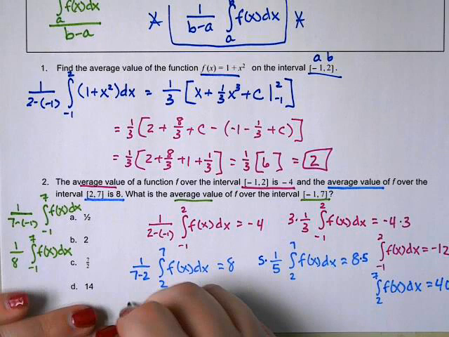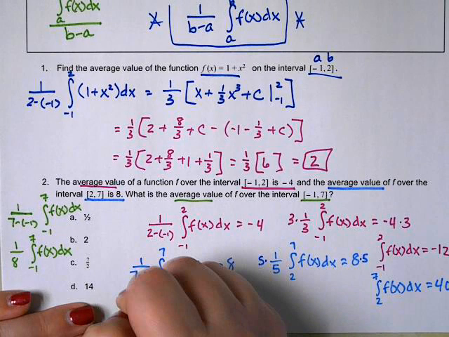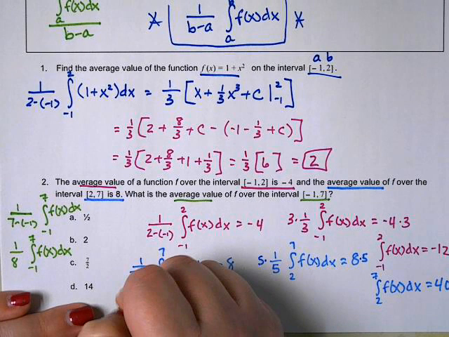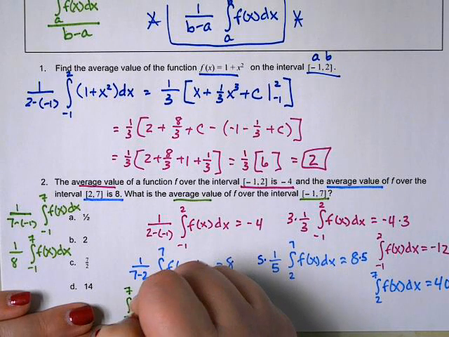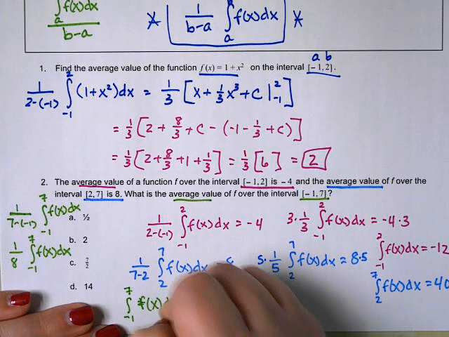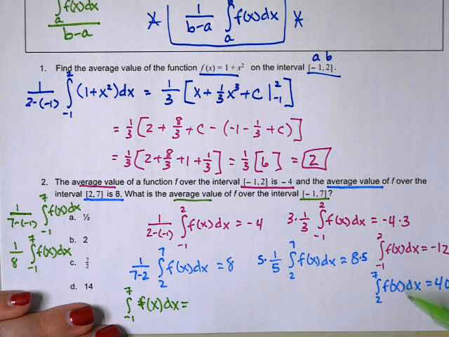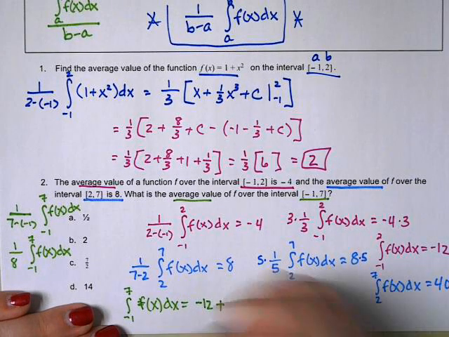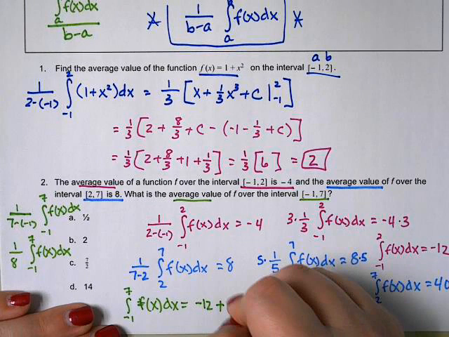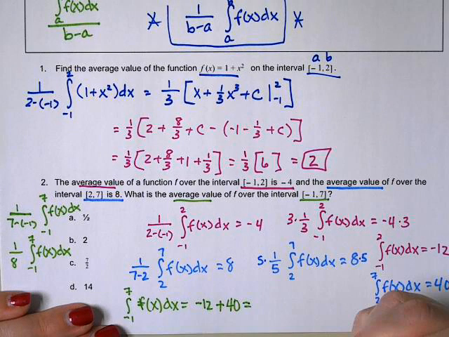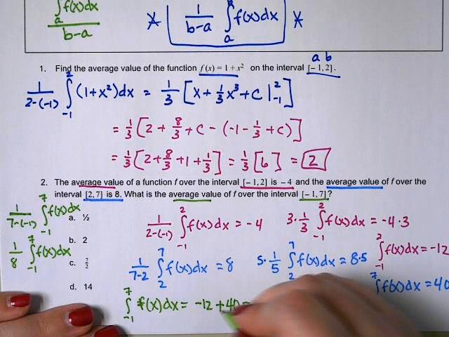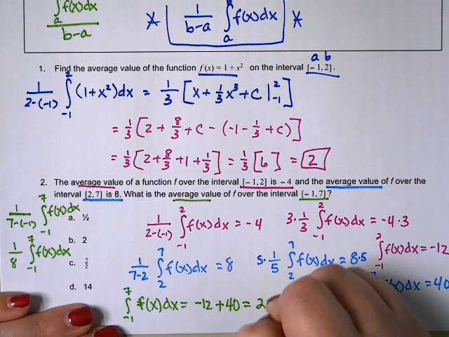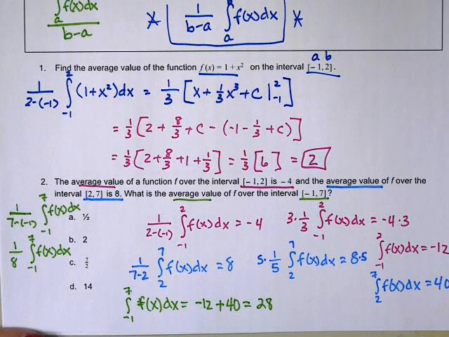So that must mean that the integral from -1 to 7 of f of x dx is equal to the integral from -1 to 2, which is -12, plus the integral from 2 to 7, which is 40. And so if I add those up, what do I get? 28? Does that sound right? Yeah, 28.